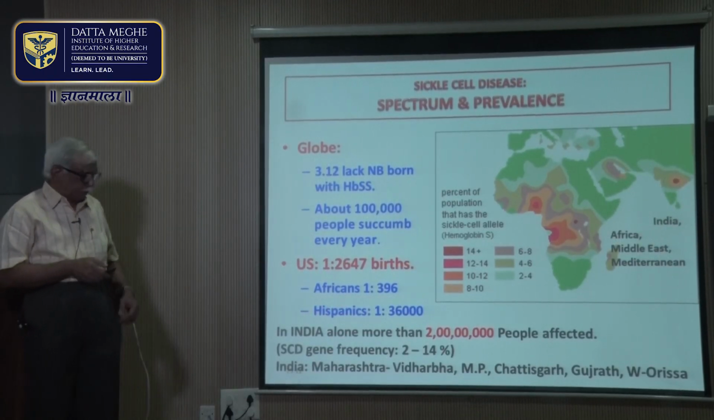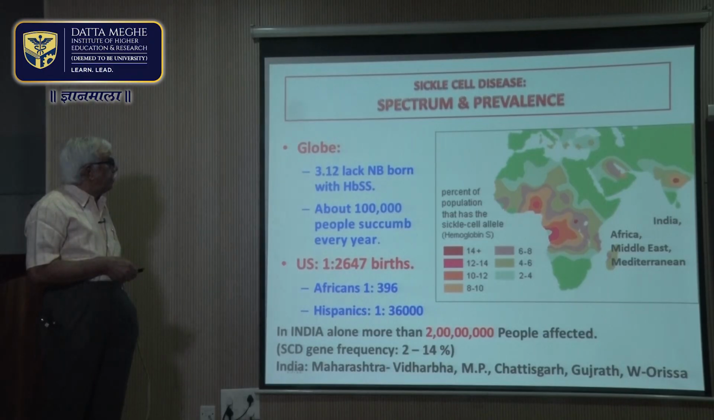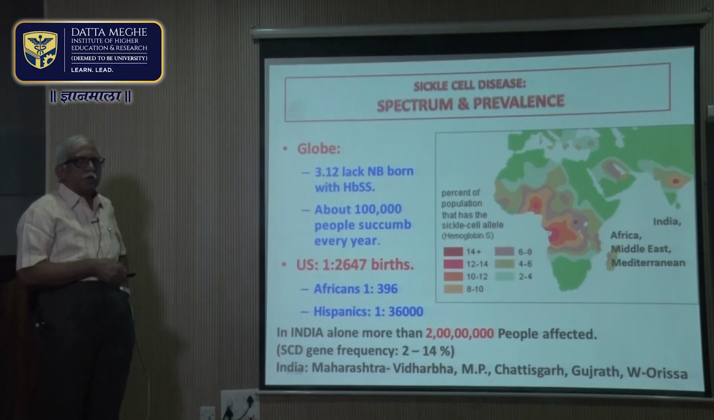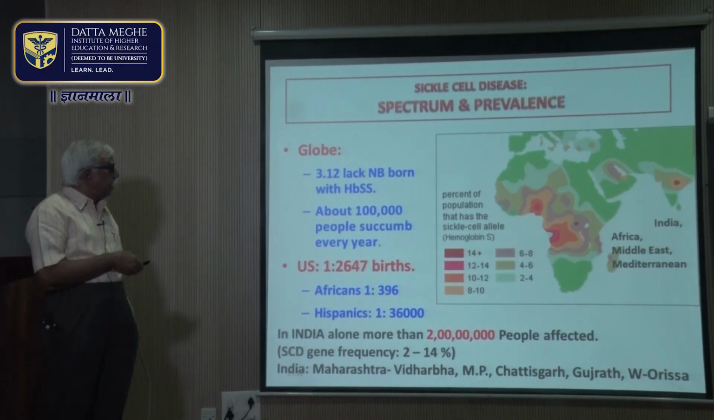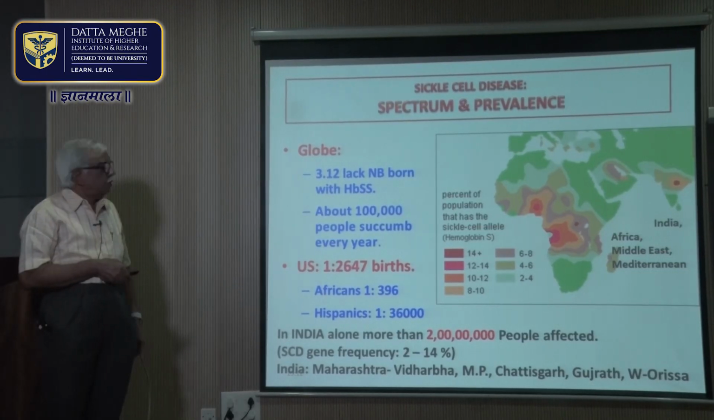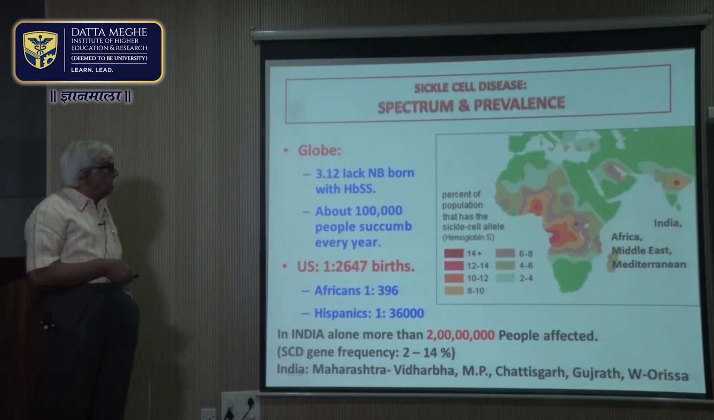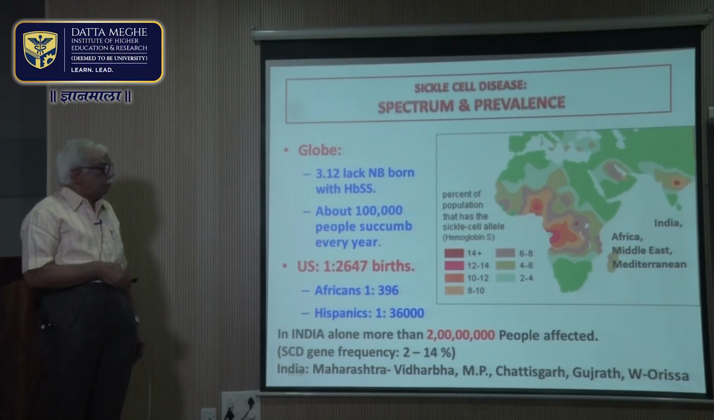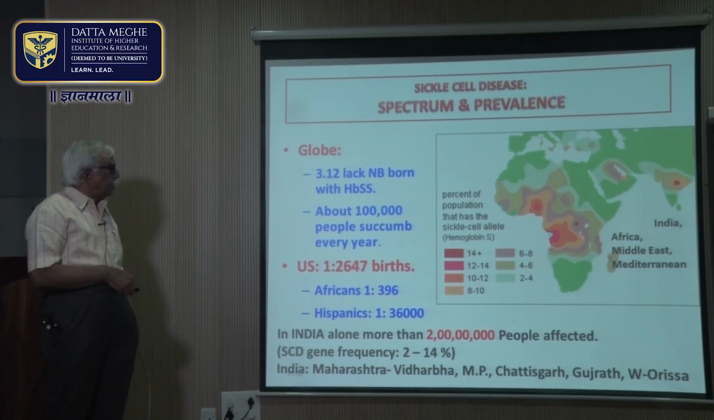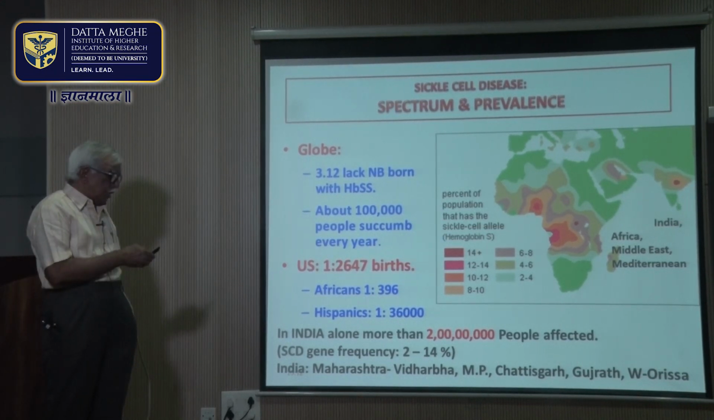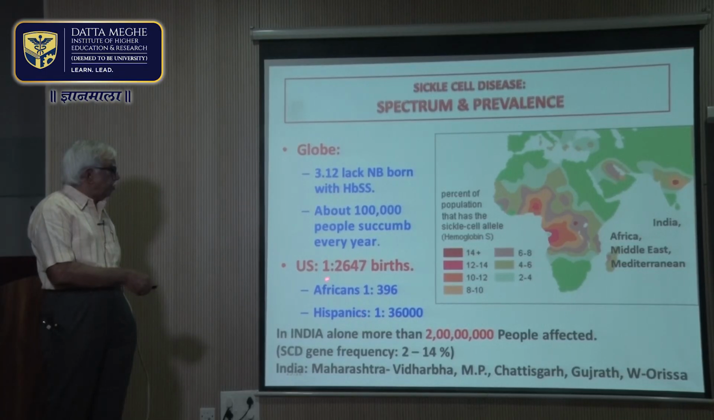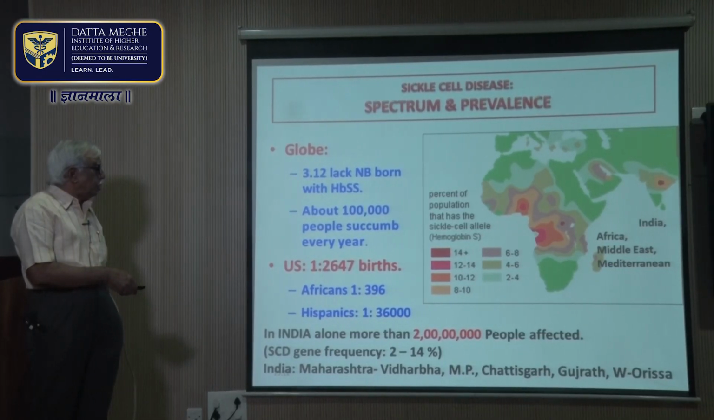Now, let us see the epidemiology. What happens to the epidemiology of these patients? You find that globally almost as many as 3.12 lakh newborn babies are born with hemoglobin SS, and about 1 lakh people succumb every year. In the United States, the rate is relatively less, but it is very high in Africans as compared to the original Americans.